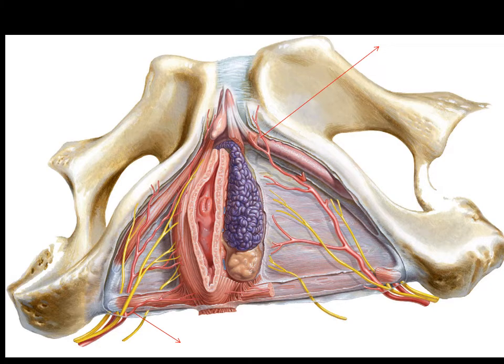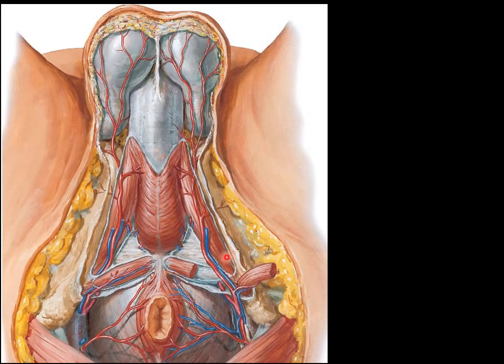Let me show you the posterior scrotal branches. And here you can see the posterior scrotal branches. Okay, so two pairs of posterior scrotal branches and one pair of posterior transverse perineal muscle branch. So these are the posterior scrotal, and this is nothing but the posterior transverse perineal muscle branch.